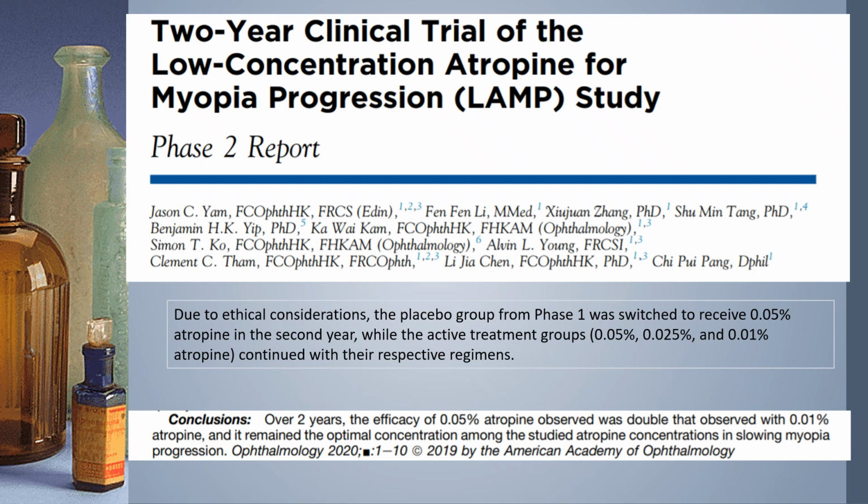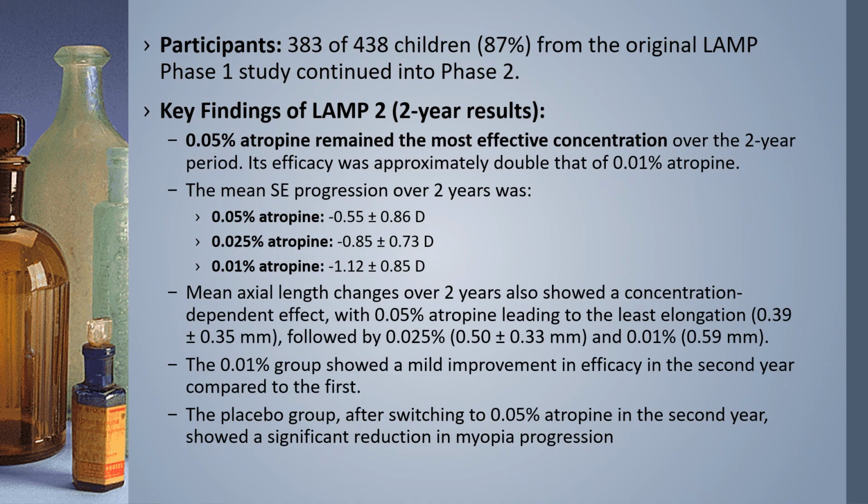Now, as it happens with all the RCTs and all the long-term studies, there were 383 children from the original LAMP phase 1 study who continued into the phase 2 study. In this case, they did find that spherical equivalent progression over 2 years with 0.05% atropine was 0.55, with atropine 0.025 was 0.85, and with atropine 0.01% was minus 1.12 diopters over a period of 2 years. So the per year change, if you see, was still more than 0.5 diopters, which is the classical definition.